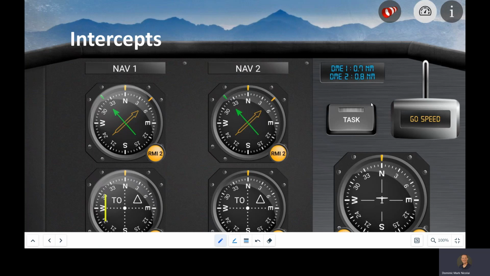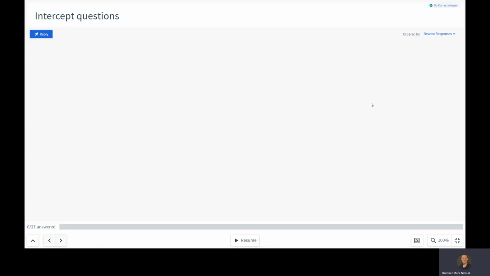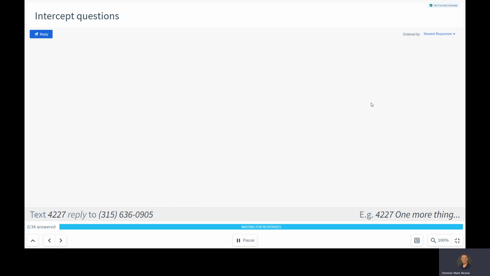In the second part of the lecture, we're going to look at intercepting courses to and from the station. We'll take a peek at some of the FAA test questions involving the HSI system as well. And we've got another discussion page here if you want to post any questions for us.